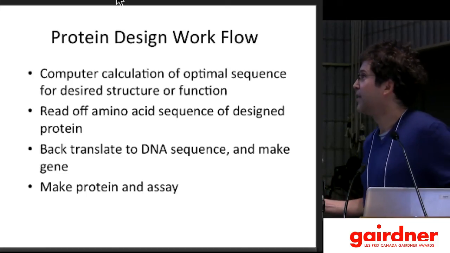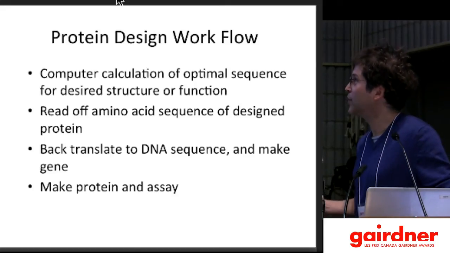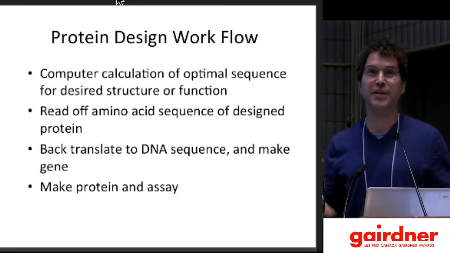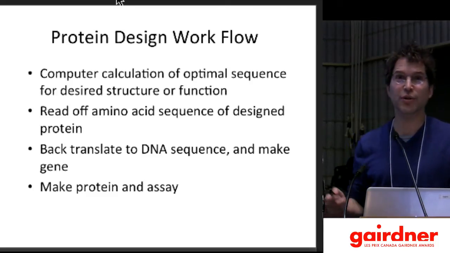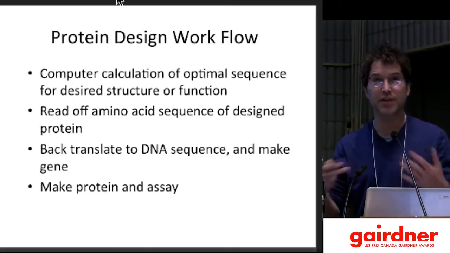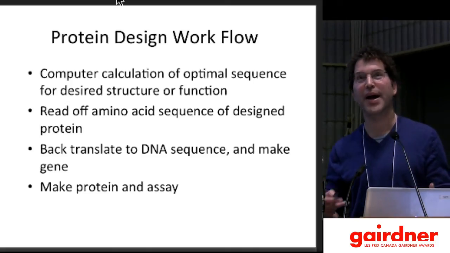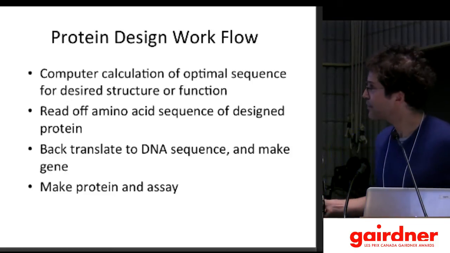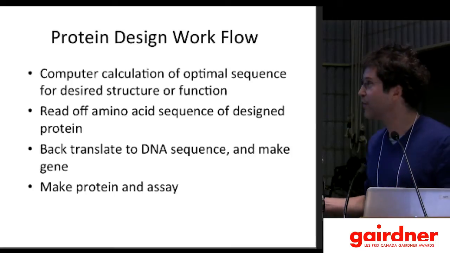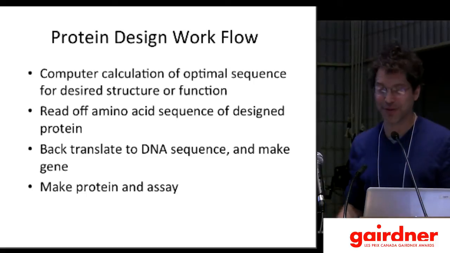And of course, with modern DNA synthesis technology, it's trivial to make many, many genes encoding the amino acid sequences of many, many designed proteins. It's a good thing we can make many genes because most of our designs don't work. This is an early field, and we're continually able to improve our computational models using feedback by comparing the designs which work to those that don't. Once we have the genes, we make the protein and assay.